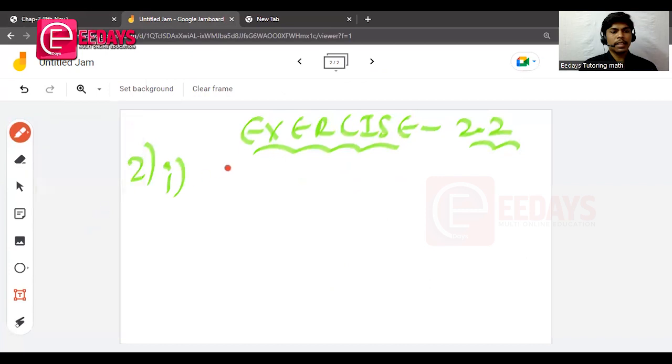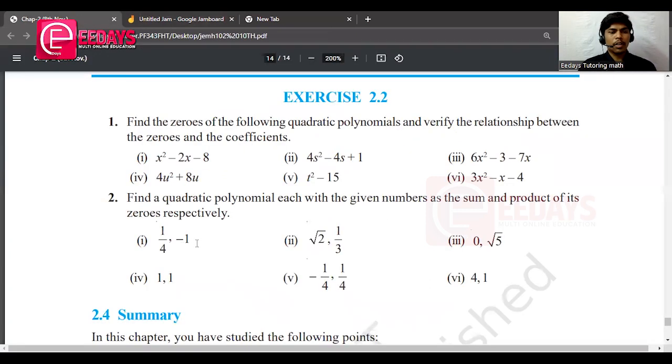Observe carefully. Here they have given 1/4 and -1. First, read the question: find the quadratic polynomial. That is very important. First understand whatever they are asking. I have seen that some people, after seeing 1/4 and -1, think of them as alpha and beta and substitute like this: alpha plus beta is equal to 1 by 4 minus 1. That's totally wrong.